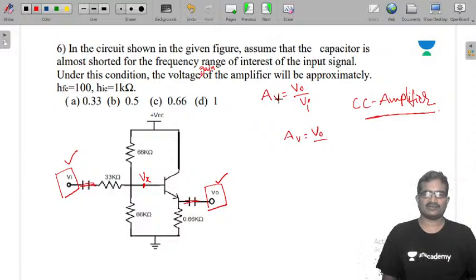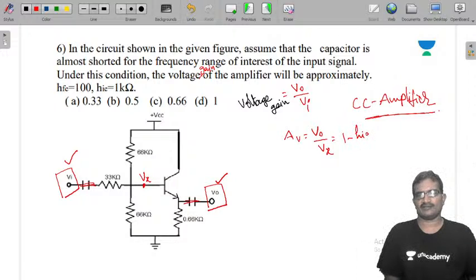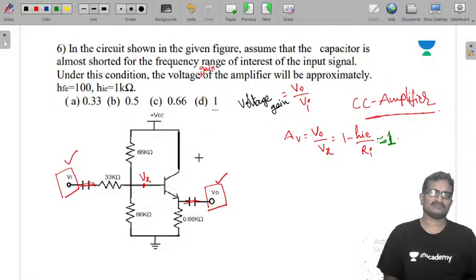V naught by, see they want, this is the voltage gain. Let AV be V naught by Vx. So V naught by Vx is, no doubt, 1 minus HIE by Ri, which is approximately 1. Now in the options we have 1, so there is a chance of going to that, but they want V naught by Vi.